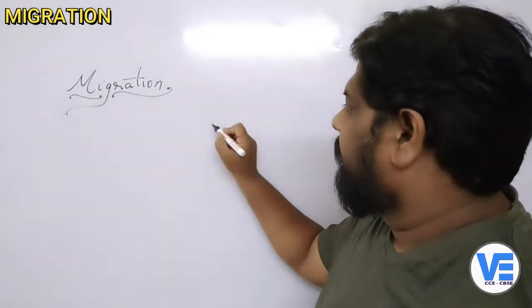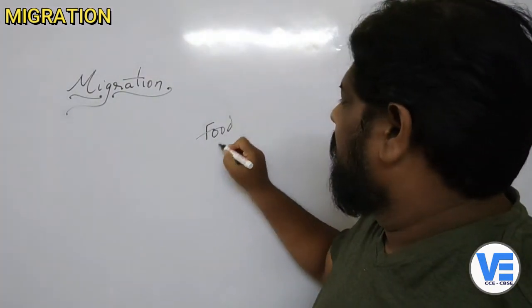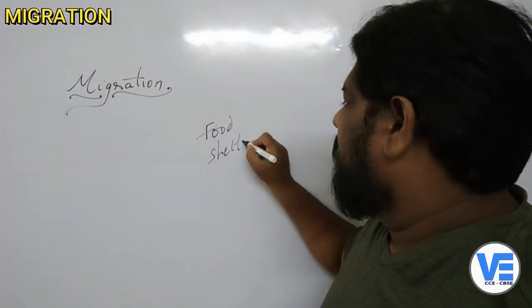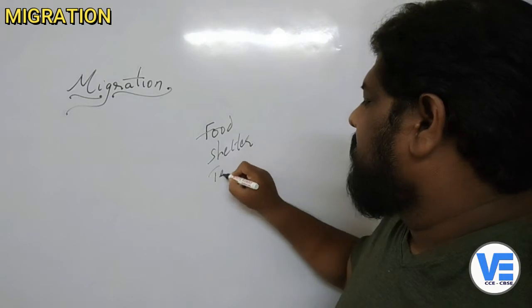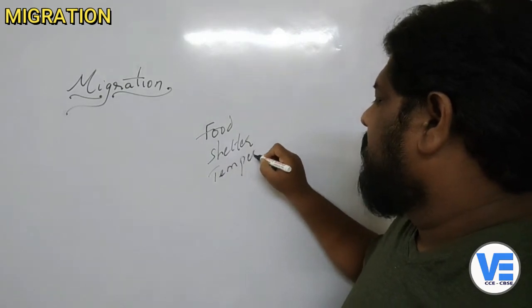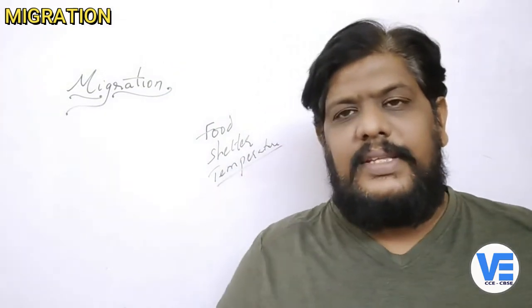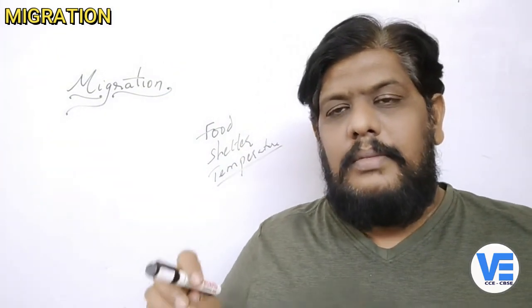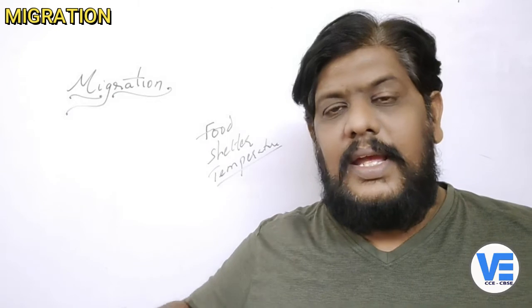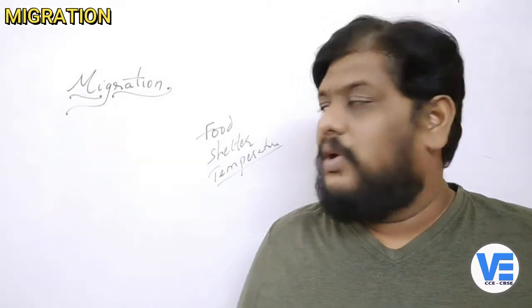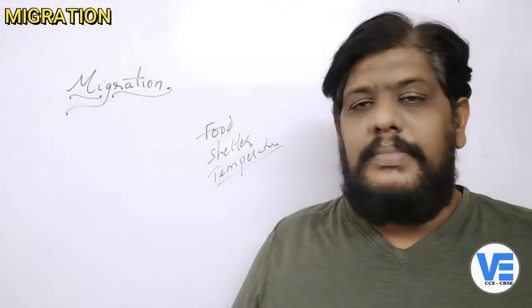What are the reasons? There are three reasons they travel for. One is the food. The second one is the shelter, and the third one is to escape from the temperature. So these are the three things for which the birds will travel from one place to the other, and we call these birds migratory birds.